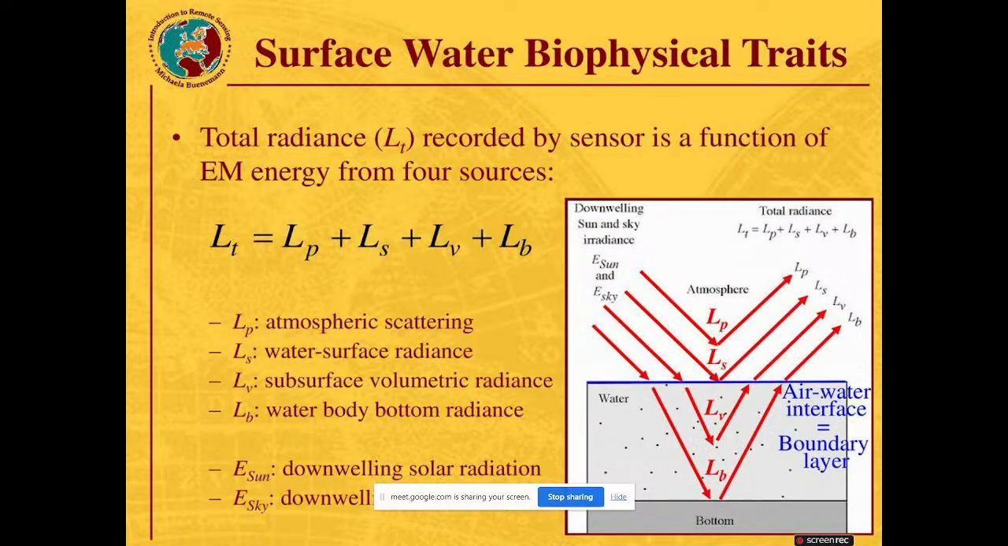And this is the total radiance. How can we easily get this total radiance? Calculate that. So these are the four factors, and the summation of these four factors means the total radiance, or electromagnetic energy. We can get the total from the four sources.